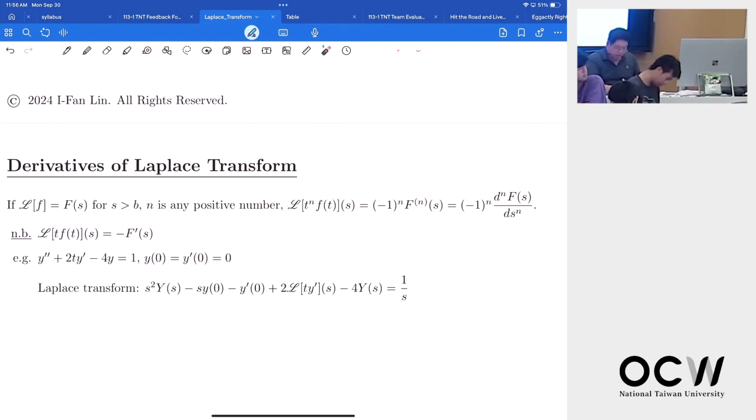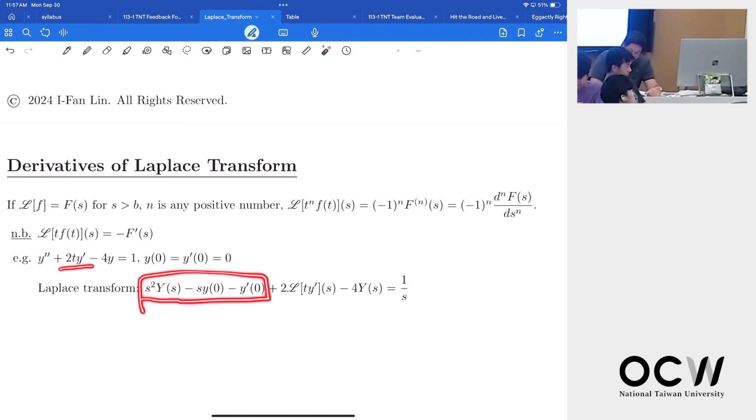So in this case, rather than using Euler formula or other methods, we can also take the Laplace transform to find a solution. Here, if I have a t times the y prime, then when I take the Laplace transform, y double prime, t y prime, and minus 4y, the Laplace transform of 1 is 1 over s.